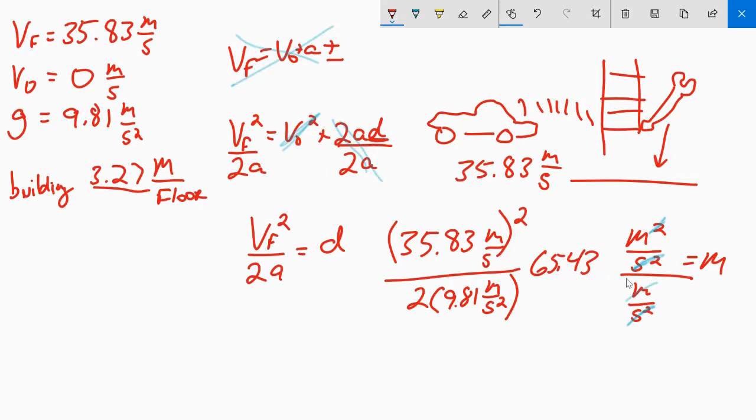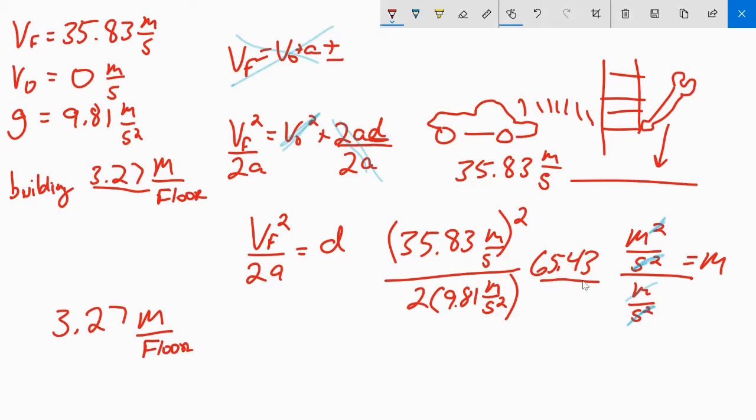Now, I'm not going to take that out of the calculator. I'm going to leave it right there. But this number is how far the wrench fell. We don't want to know how far it fell. We want to know what floor it came from, because I want to go back up the elevator and return that wrench. So let's do a conversion. 3.27 meters per floor.